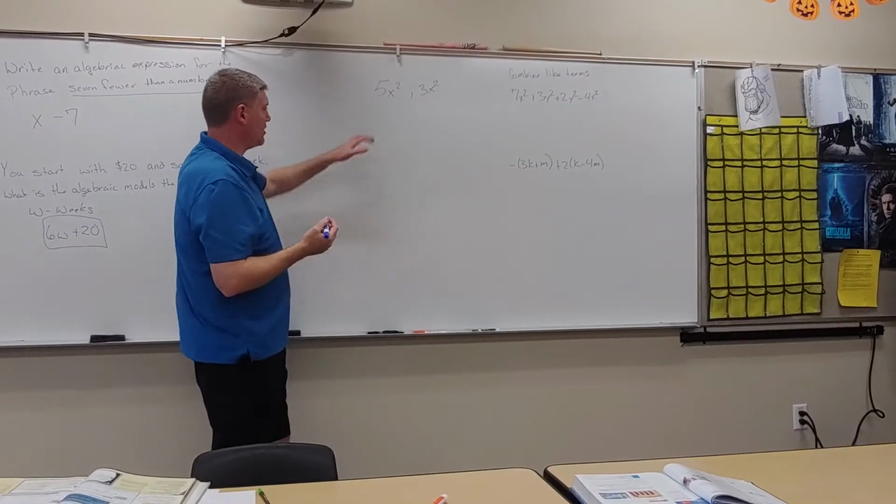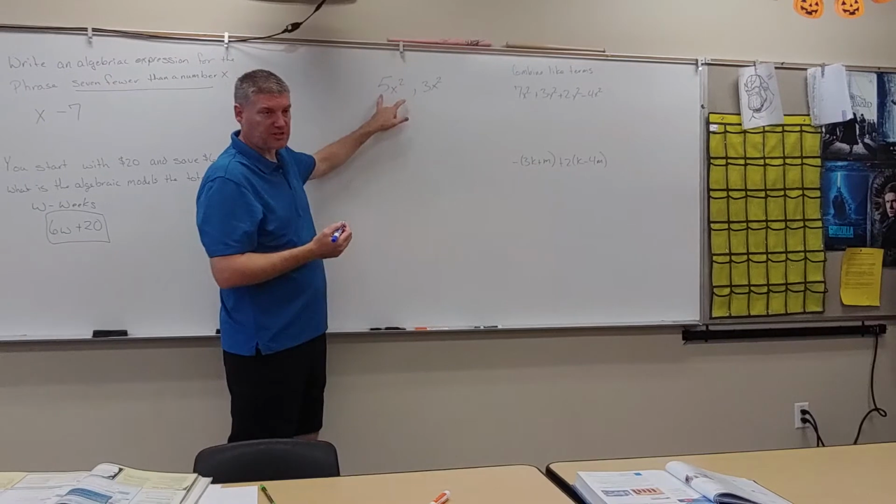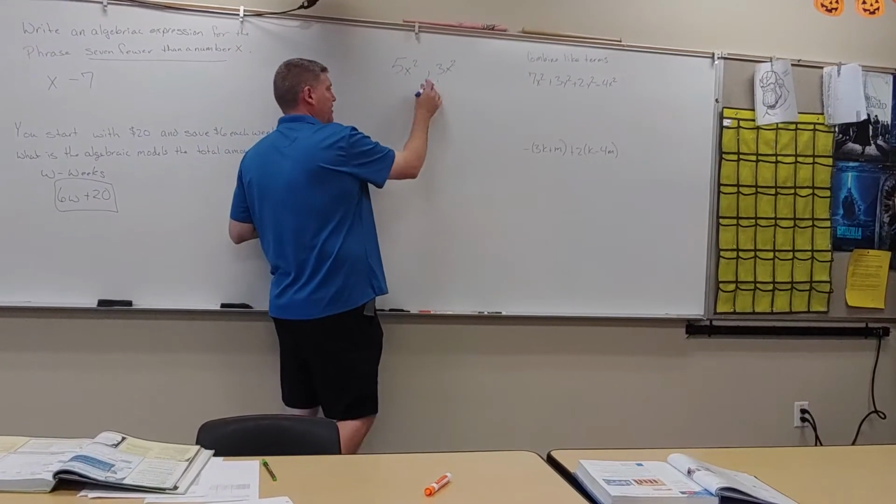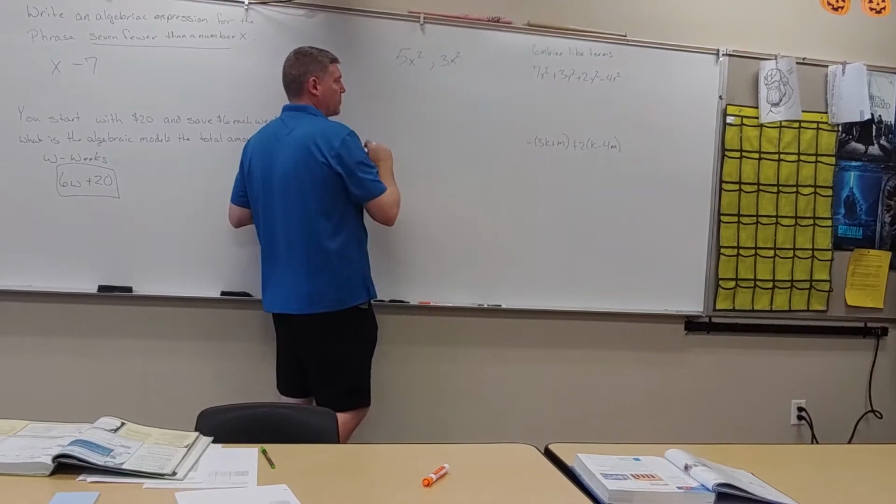Okay, now they're like terms, and I'm going to add the coefficients. So these numbers in front are called the coefficients. I would add those together and get 8x.